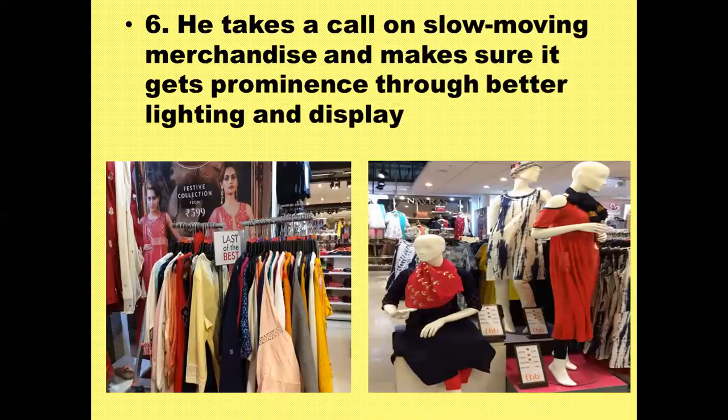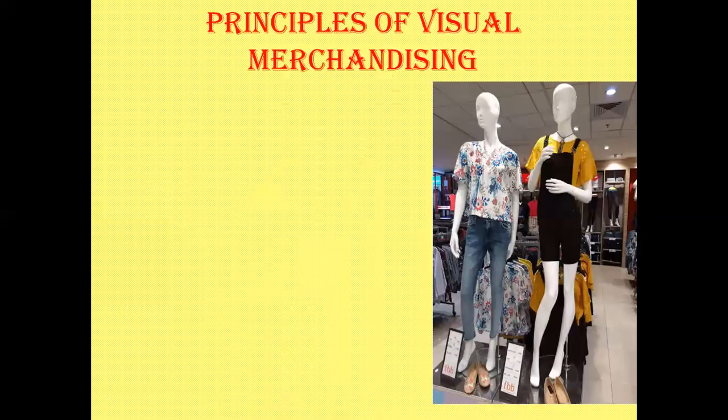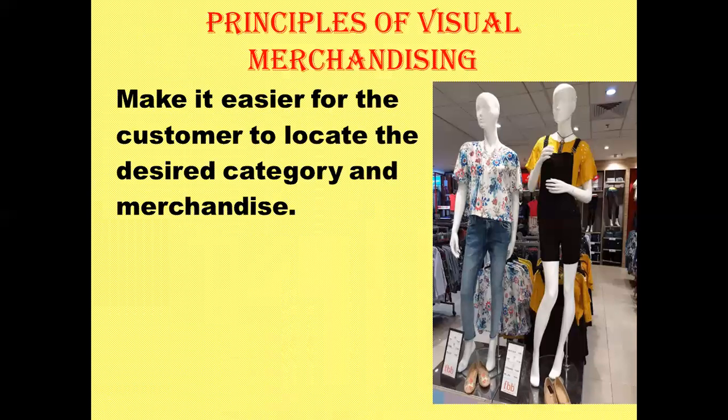So it is up to the visual merchandiser to display products in such a way that what is not getting sold, the slow moving products, are also something that the customer wants to buy. So now let us look at principles of visual merchandising. Makes it easier for the customer to locate the desired merchandise and category.